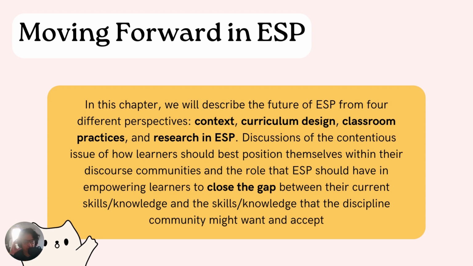Now we're moving into the next section, moving forward in ESP. In this chapter, we will describe the future of ESP from 4 different perspectives: context, curriculum design, classroom practice, and research in ESP. Discussion of these continuous issues of how learners should best position themselves within the discourse communities and the role that ESP should have in empowering learners to close the gap between the current skills or knowledge and the skills and knowledge that the discipline's community want and accept.